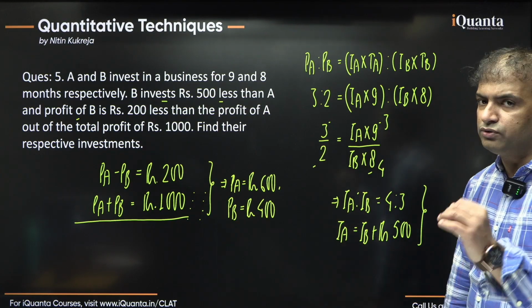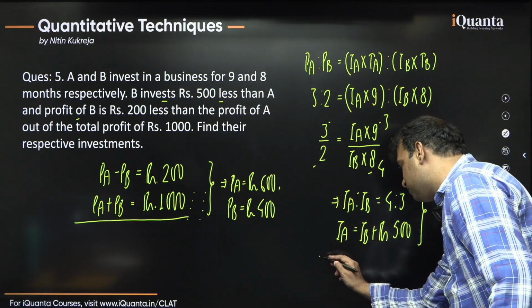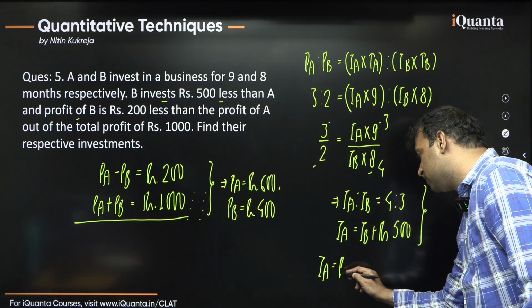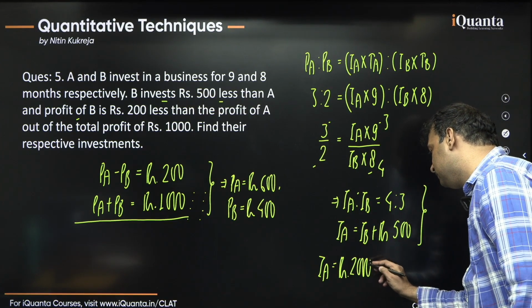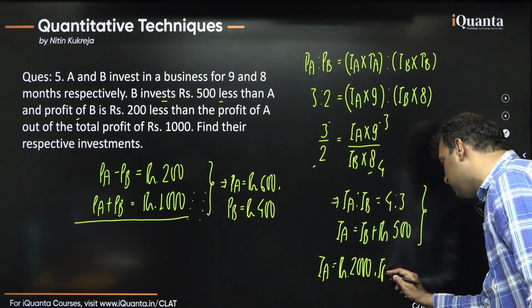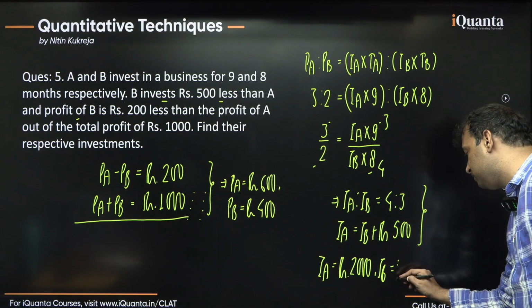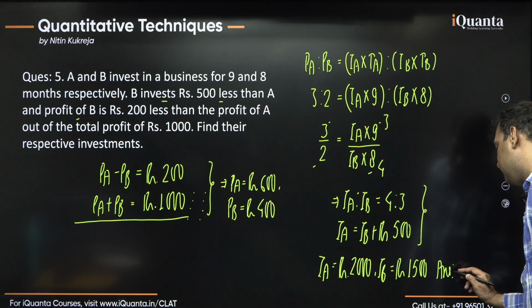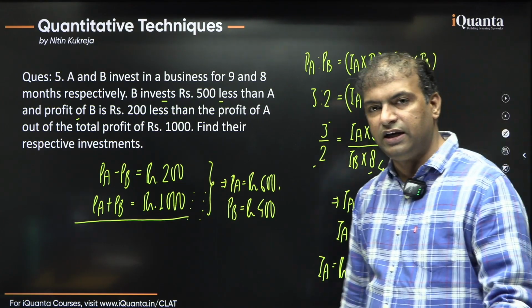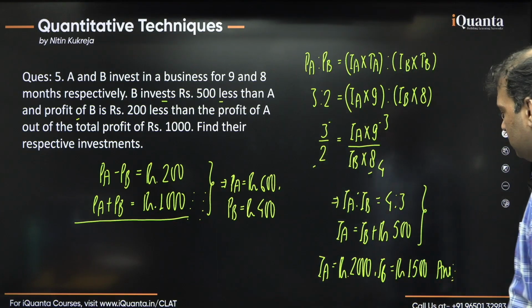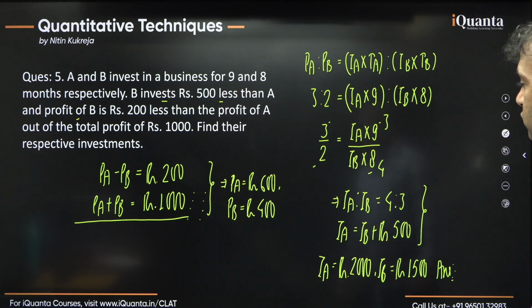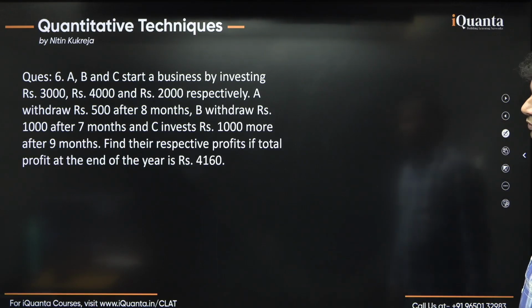So 1 of the assumption is 500 of the real. That means 4 of the assumption is 4 into 500, which means 2000 of the real. And the investment of B, which is 3 into 500, means 1500 of the real, right? So this is, guys, how we can find the investments of Mr. A and Mr. B in this particular question. You can see all the data are matching as well. All right, let's move to the next part.